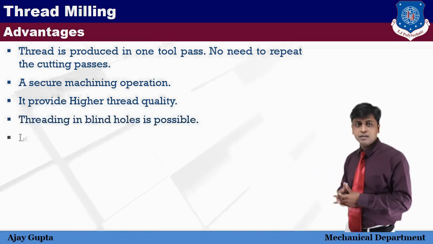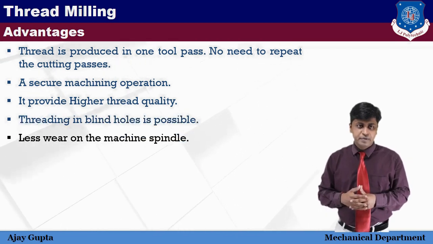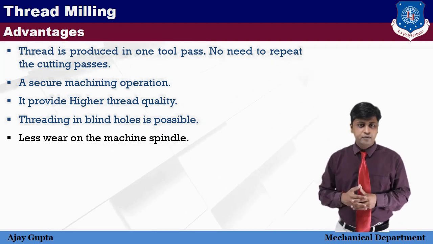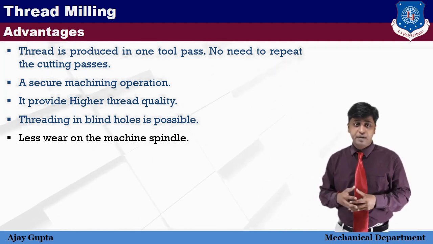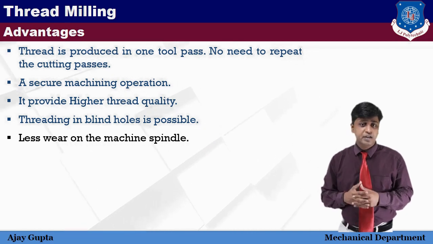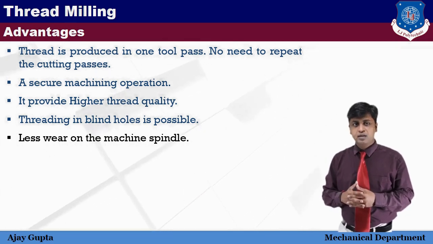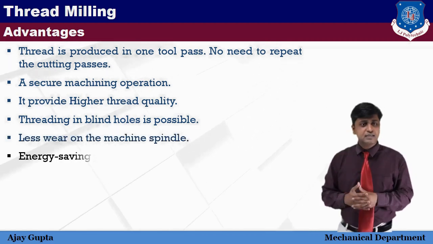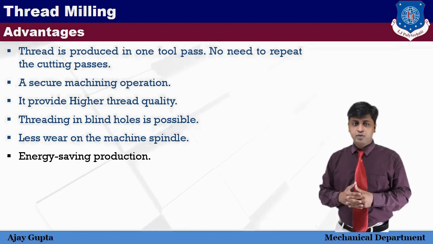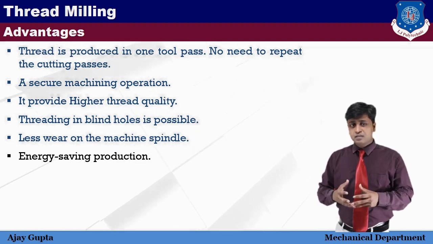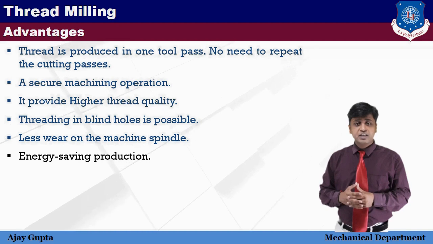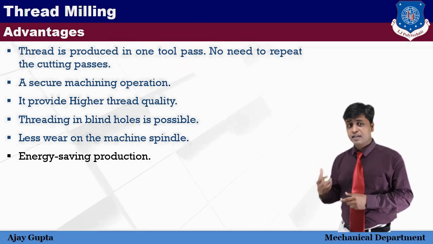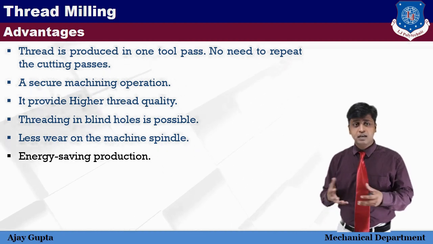Now the next one is less wear on the machine spindle. Thread milling will give you a longer life to the machine spindle compared to tapping, as the rotation of the spindle doesn't need to be stopped and reversed for every thread. Now the next advantage is energy saving production. Friends, there is low energy consumption as the machine spindle doesn't need to be stopped and started after each thread. That's why we can say energy consumption is less.